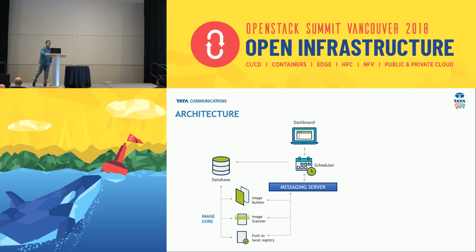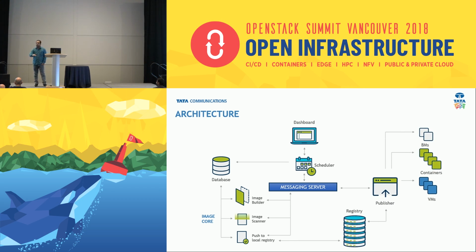So once the image has passed the build phase and scan phase, the push to local registry component pushes it to the central registry. And once that's done, now it's time to go and publish it to the endpoint that we have been talking about. So push to local registry will signal the publisher, saying go and take an image from the central registry and publish to wherever you want. So endpoints could be your OpenStack or anything, and then the image could be for bare metal, containers or VMs.